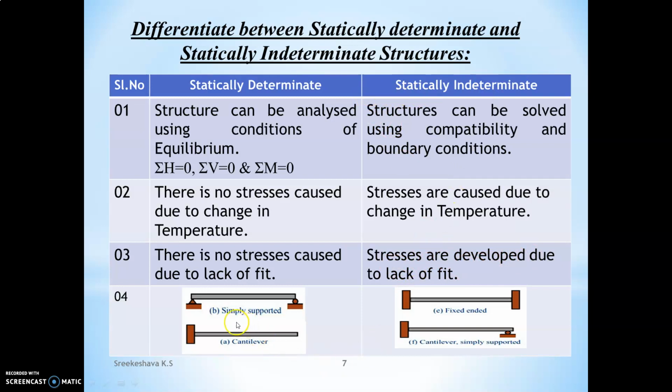So examples: simply supported beam, cantilever beam, along with three hinged arches, are statically determinate structures. Fixed beam, propped cantilever beam and two hinged arches are statically indeterminate structures.